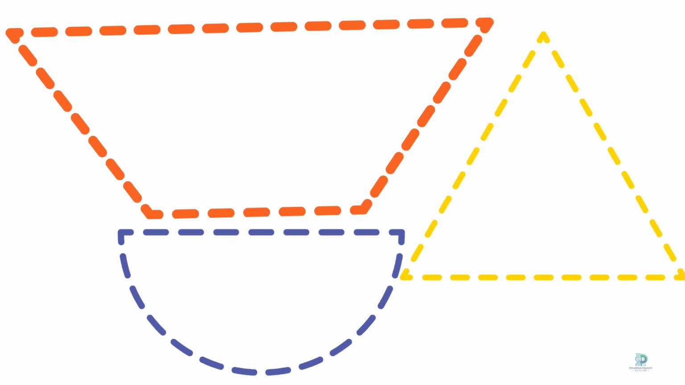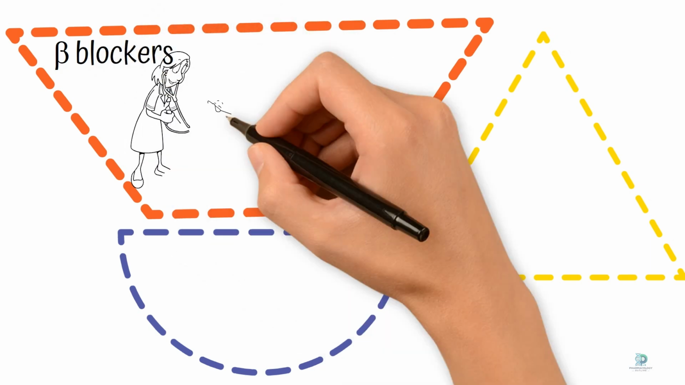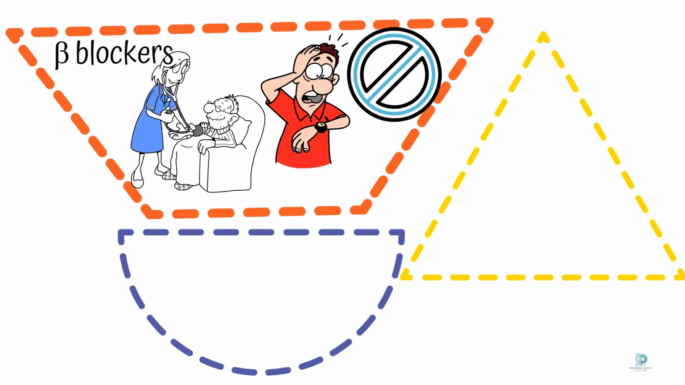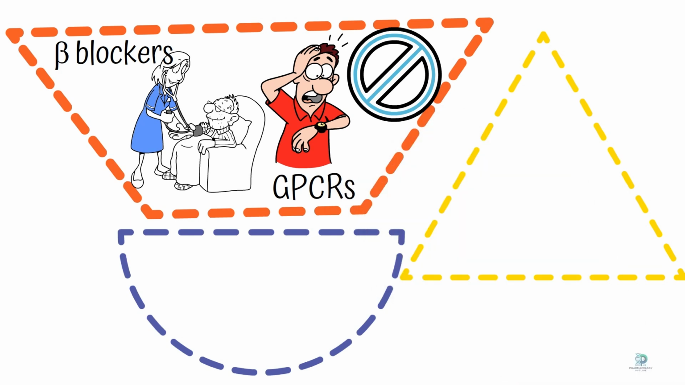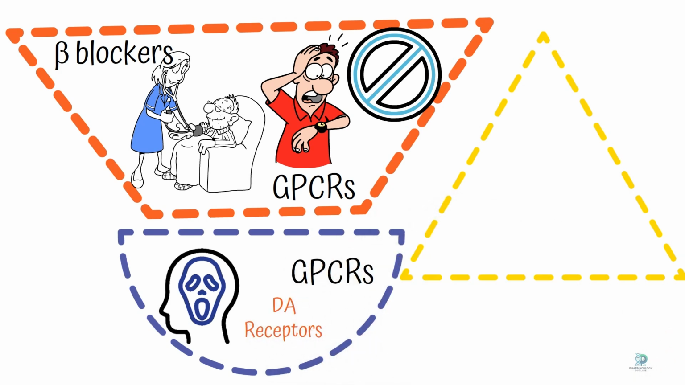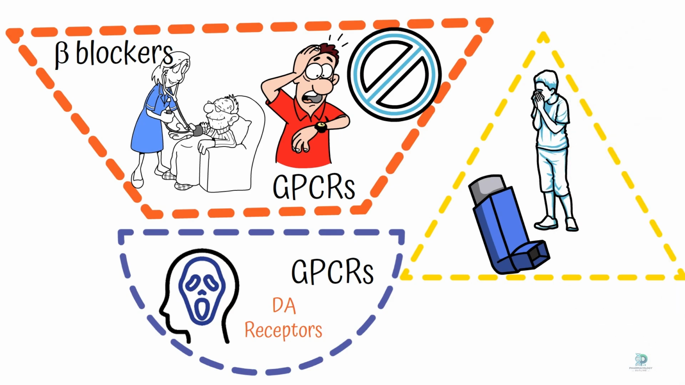The diversity and versatility of G protein-coupled receptors make them prime targets for drug discovery. For instance, beta blockers, which are used to manage hypertension and anxiety, work by blocking beta-adrenergic receptors, a subtype of G protein-coupled receptors. Similarly, antipsychotic drugs often target dopamine receptors, which are also G protein-coupled receptors. G protein-coupled receptors are also targeted in treatments for asthma, allergies, and depression.